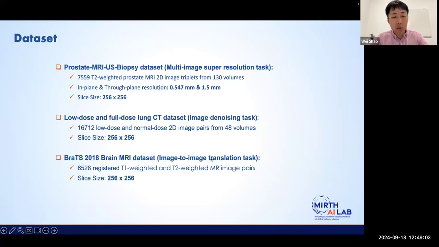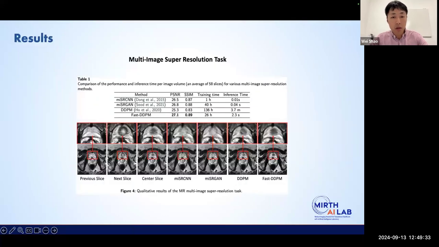Another task is image-to-image translation. Here, image-to-image translation basically means translating between two different image distributions. For example, you may want to translate an image taken in the summer to another image taken in the winter. But for medical imaging, we are interested in transferring between different image modalities or image protocols. So we tested on a dataset where the input is a T1 weighted MRI and the output is a T2 weighted MRI. Let me show the results for each task.